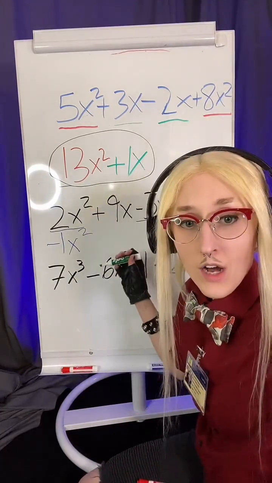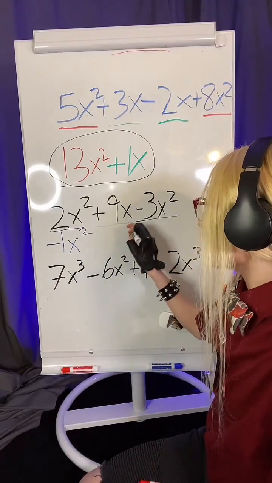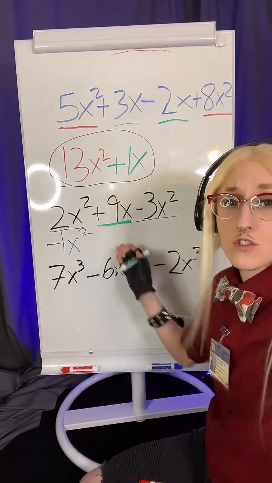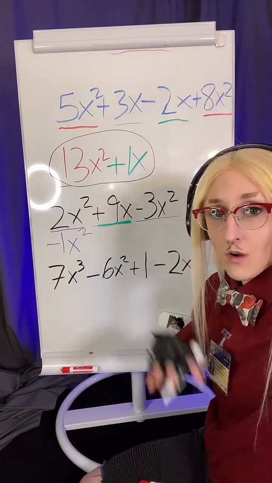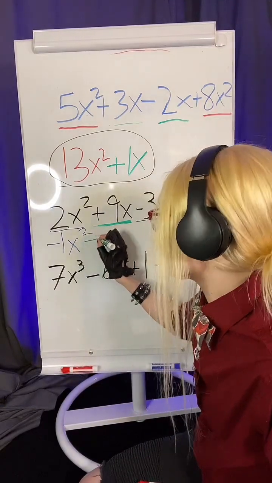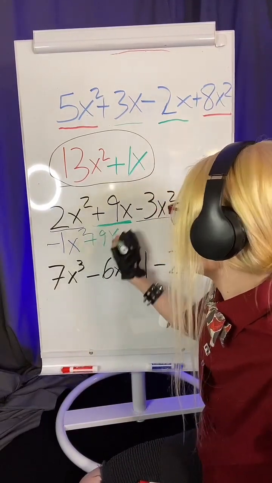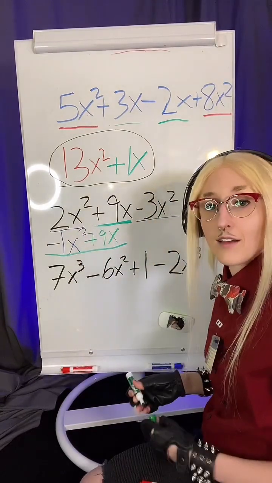Awesome. Now I'll move on to the next one. I've got 9x. And that's all I have, right? There's no other x's to combine this guy with. So all we do is just rewrite it with the problem. It's just a plus 9x. So your final answer should be -1x squared plus 9x.